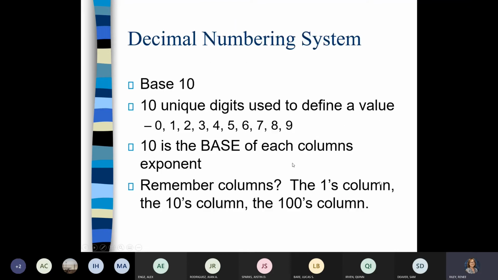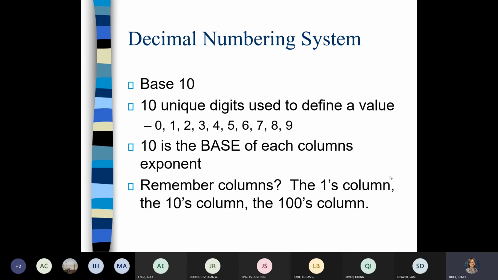So let's look at base 10. Then it'll make more sense what I'm saying. Base 10, we use 10 unique digits to express a value. Our 10 unique digits are 0 through 9, right? So using those digits, we can express pretty much any value that we want to.